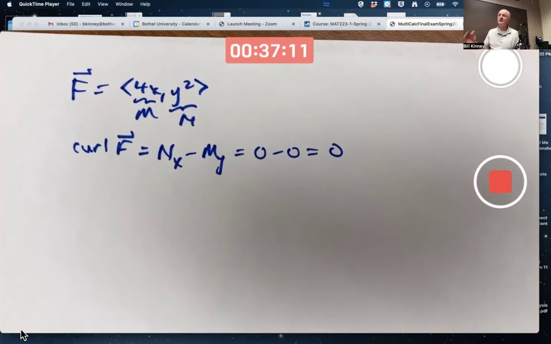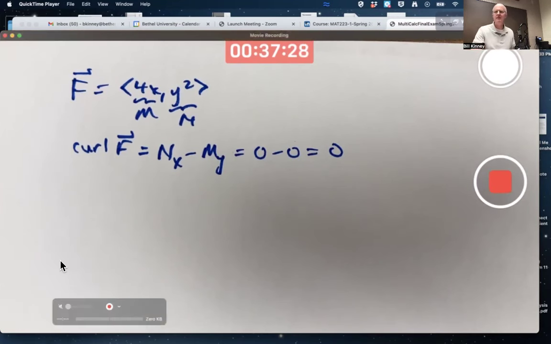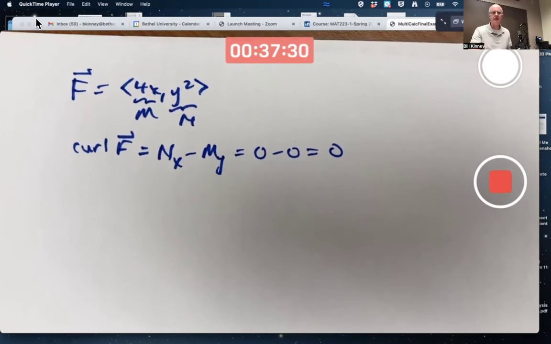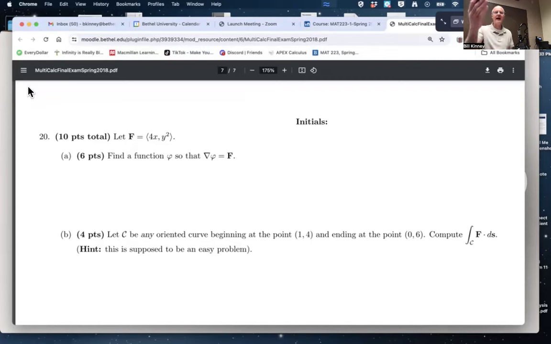And remember, there's a theorem that says when the scalar curl is 0 and the domain is simply connected, no holes in it, the vector field will be conservative. There will be a potential function. We will have success in finding phi. In fact, the way this problem is phrased, you don't have to compute the scalar curl. You can just look at it and guess what phi is.